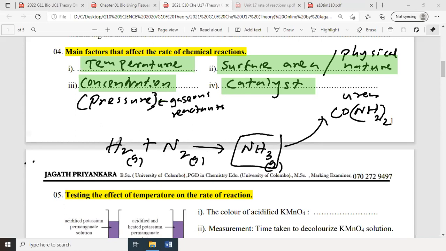Then the main factor is the pressure. When the pressure increases, what happens? Then they will collide more frequently, because high pressure means low volume, right?